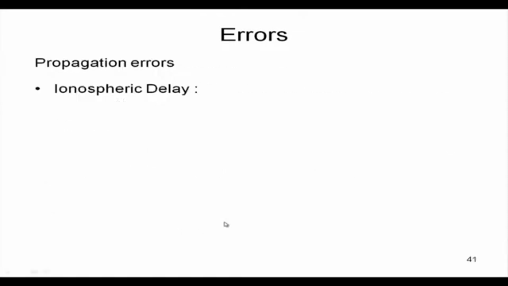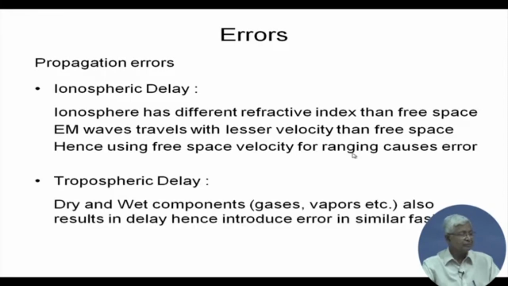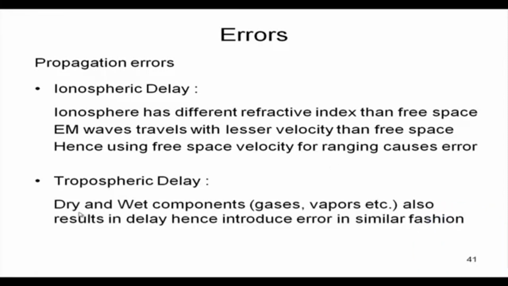Now, in the propagation path, an important thing is ionospheric delay. The ionosphere has a different refractive index than free space, and the electromagnetic wave travels with lesser velocity than in free space. Hence, using the free space velocity for ranging causes error, and at the frequency normally allotted for satellite navigation, which is L band, the ionospheric error is quite dominant. At much higher frequency, it will be much less. And tropospheric delay has dry and wet components, the gases and vapors, which also delay the signal. So, therefore, there will be certain error.